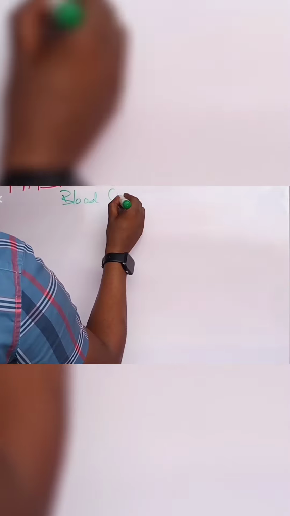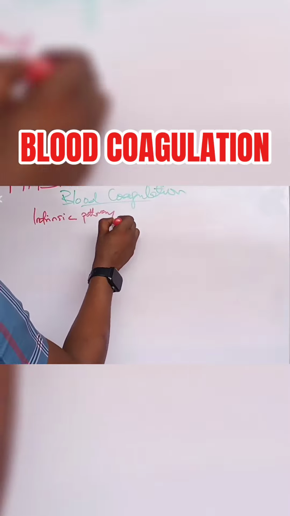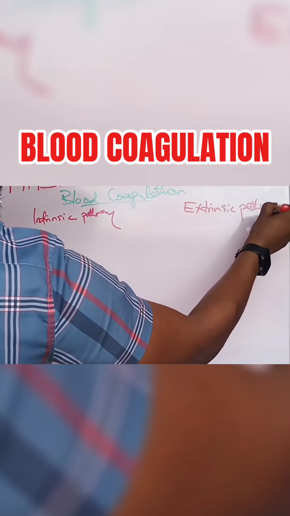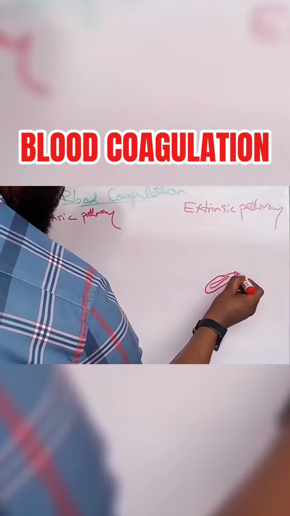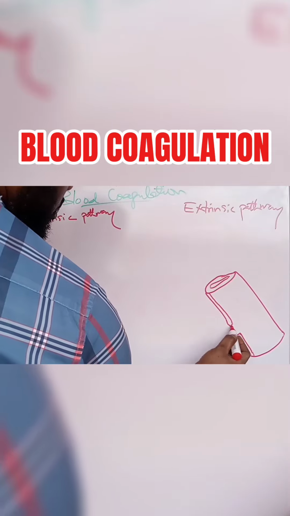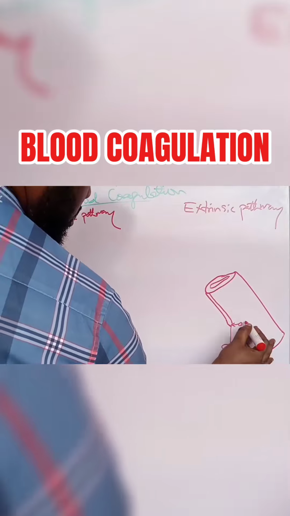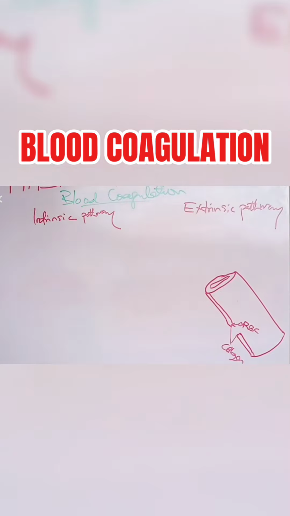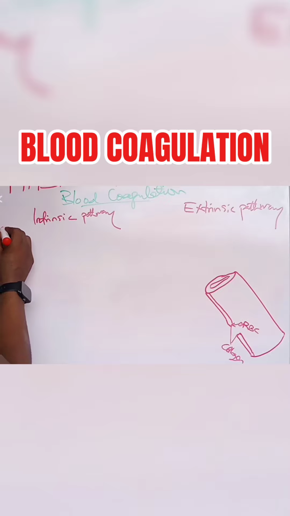Blood coagulation, or fibrin formation, occurs via two pathways, the intrinsic and the extrinsic pathways, which are aided by the clotting factors. We're going to demonstrate how each of these factors play their roles in the coagulation process. Now, let's begin with the intrinsic pathway.